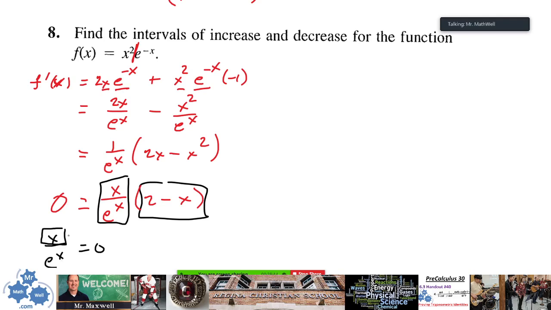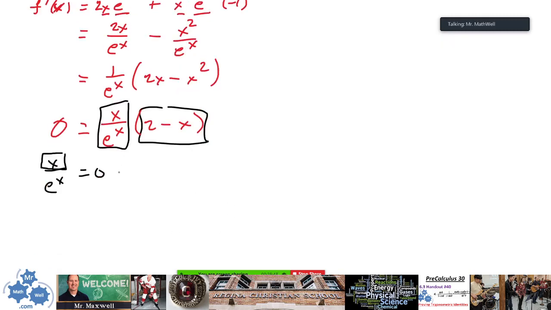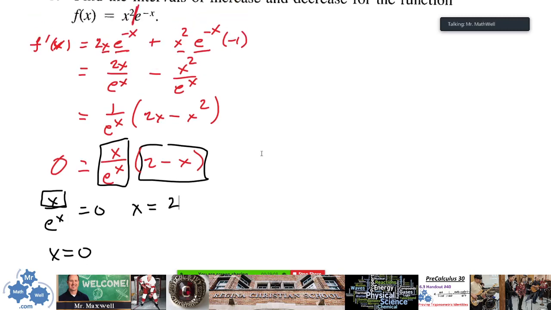Yeah, so x can't equal 0. If x equals anything else, we're good, but x cannot equal 0. Or, what am I saying? x equals 0, that is the 0. And then x equals what? 2? Positive 2. So these are our critical numbers, right? Local max or mins will happen at these if they're going to happen.